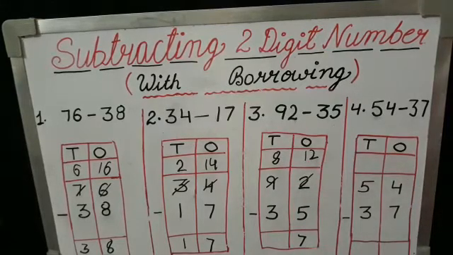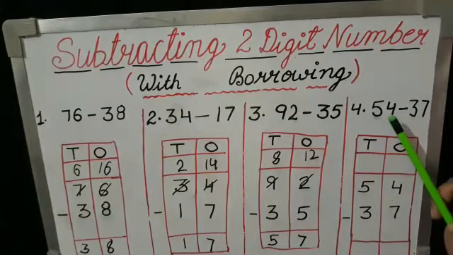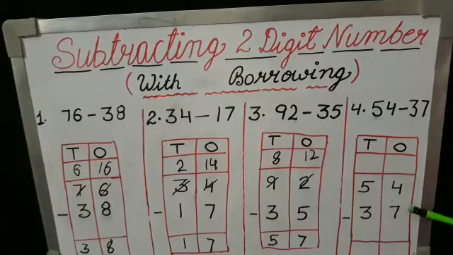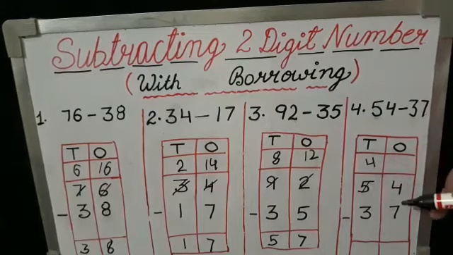So 8 in mind and 3 on fingers comes 7, 6 and 5. So here comes 5. And the last example is 54 minus 37. So again we'll borrow 1 from tens column. So here this 5 becomes 4 and this 4 becomes 14, and 14 in mind and 7 on fingers.